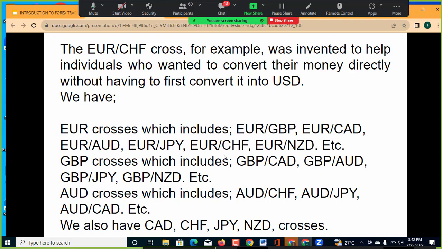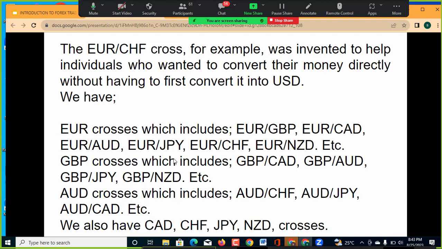So we have examples of cross quotes. For example, the cross currencies for the Euro are EUR/JPY, EUR/CAD, EUR/AUD, EUR/CHF, EUR/NZD, etc. We also have the GBP crosses, which are GBP/CAD, GBP/AUD, GBP/JPY, GBP/NZD. We also have the AUD crosses: AUD/CHF, AUD/JPY, AUD/CAD, etc. So every other currency has its crosses, not paired with the US dollar.